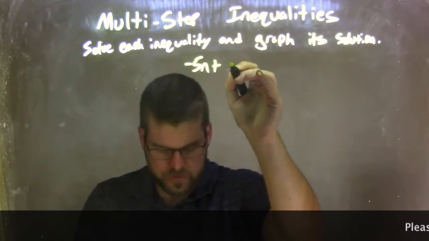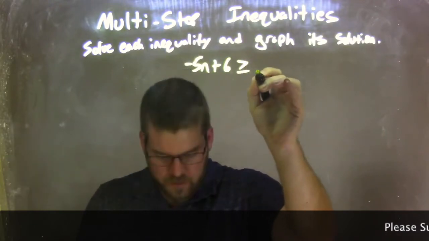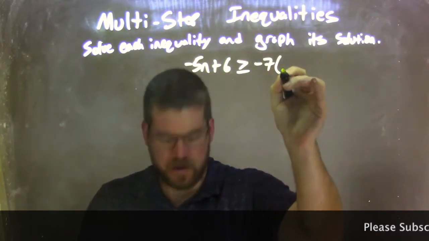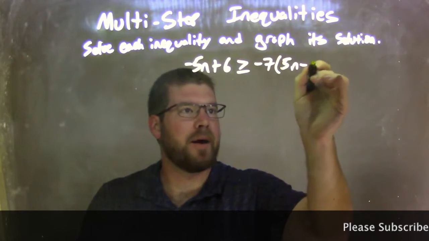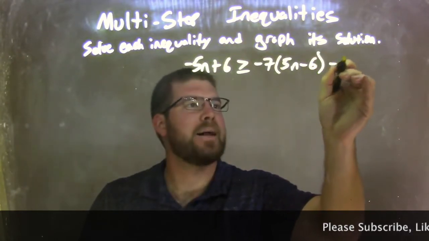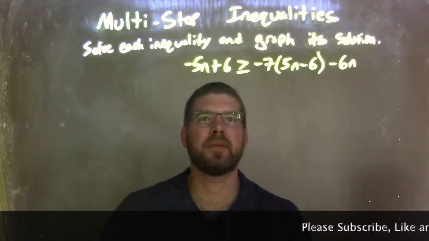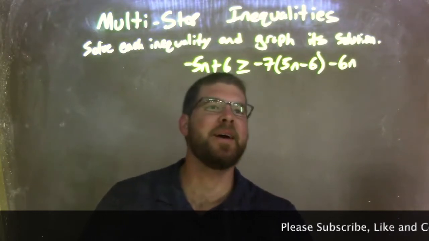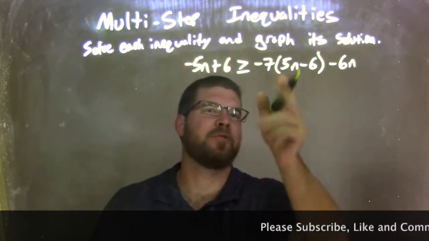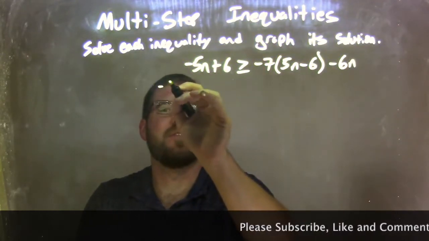-5n plus 6 is greater than or equal to -7 times (5n minus 6) minus 6n. Okay? It's a little shifted to the right there. All right? So my first step is I'm going to distribute that -7. So let's rewrite this over here.